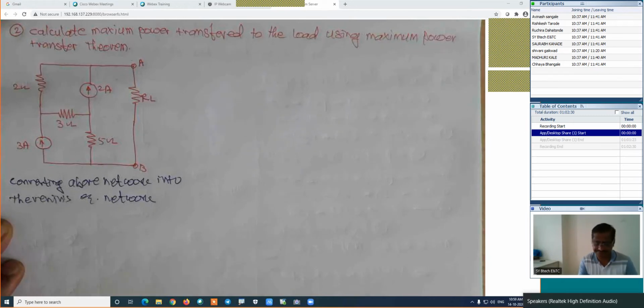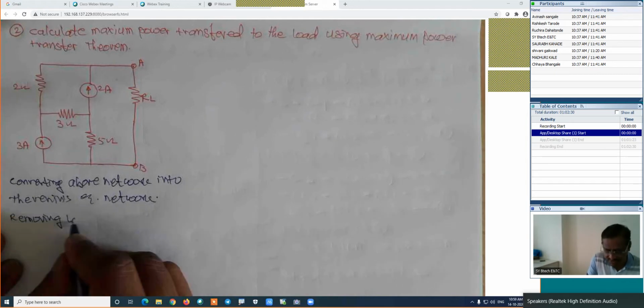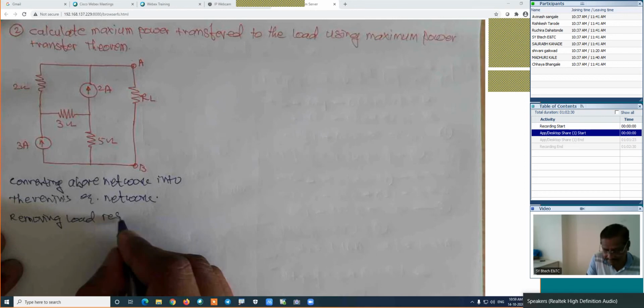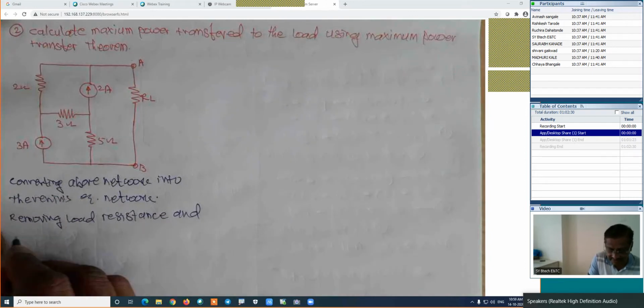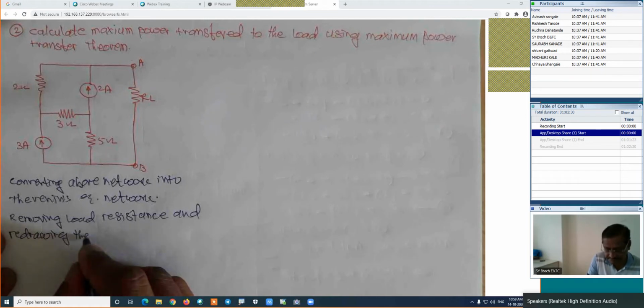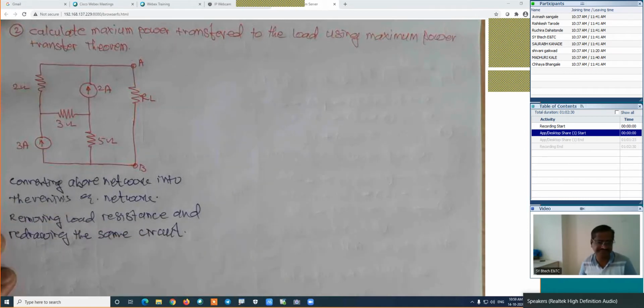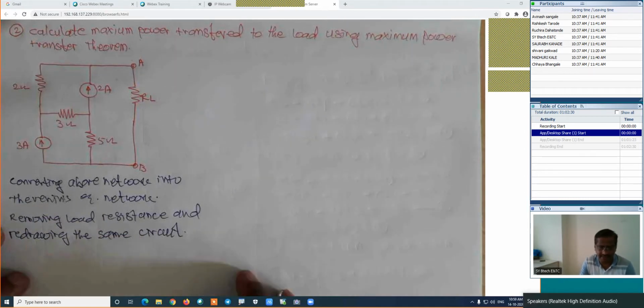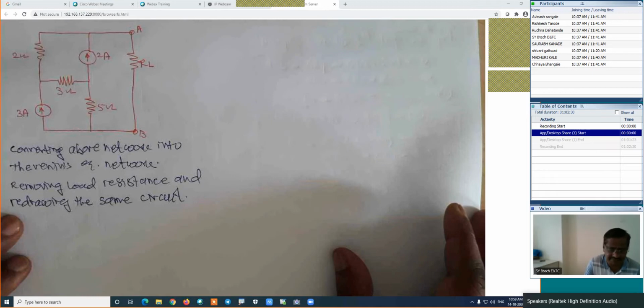What are the steps? First, remove the load resistance and redraw the same circuit. Is it right? Removing load resistance and redrawing the same figure. Then we will try to find out its VTH. In this case, if I am drawing the figure, I will remove this.